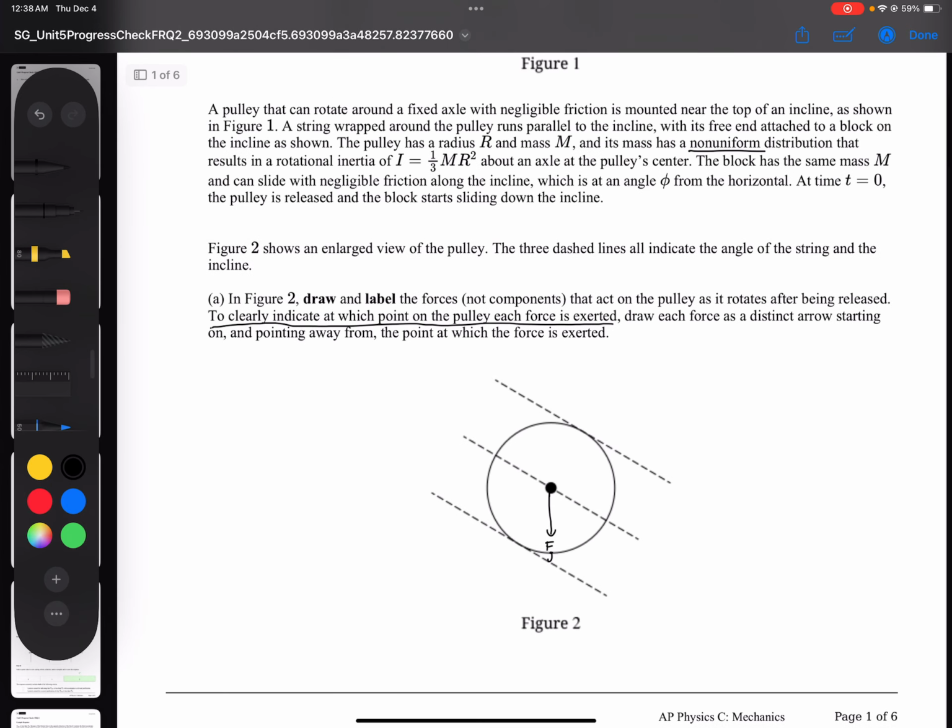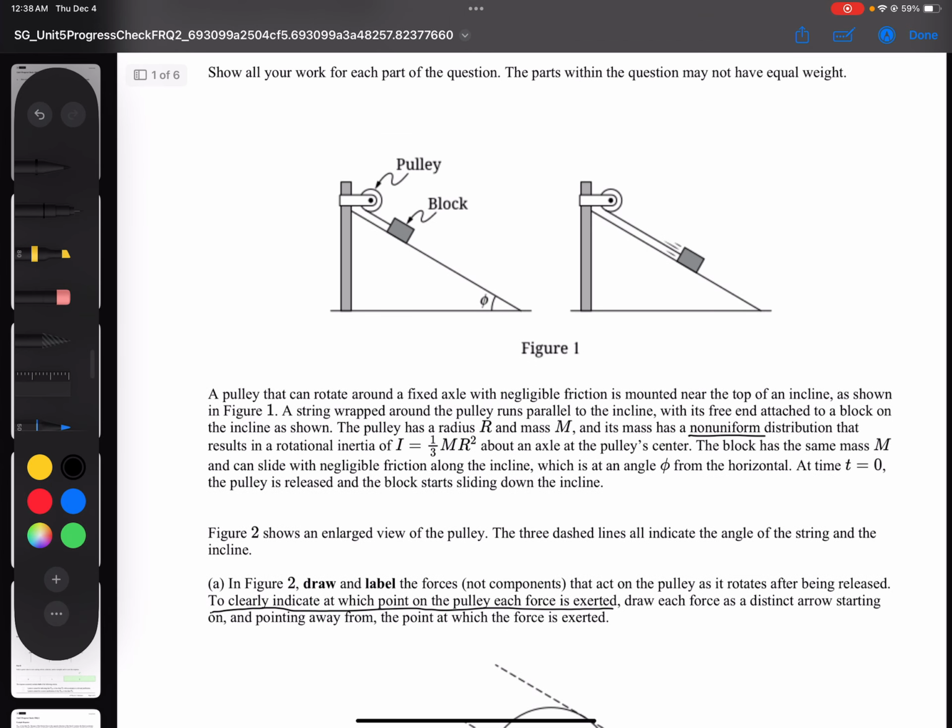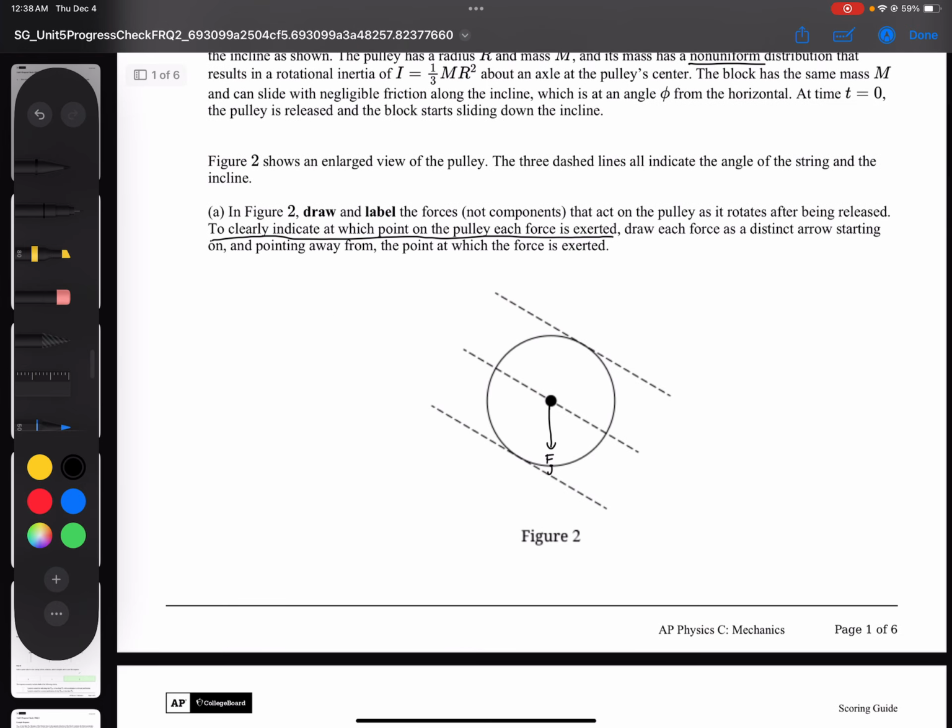Some other forces, well, there's this string that's pulling on the pulley, and it's pulling on it from the bottom here. I'm going to put a force here. I'm trying to draw it on the dotted lines, but I also want to make it clear. We're going to be thorough here and make sure we make a nice, clear, clean free body diagram. So here at the very bottom, there's going to be a force of tension.